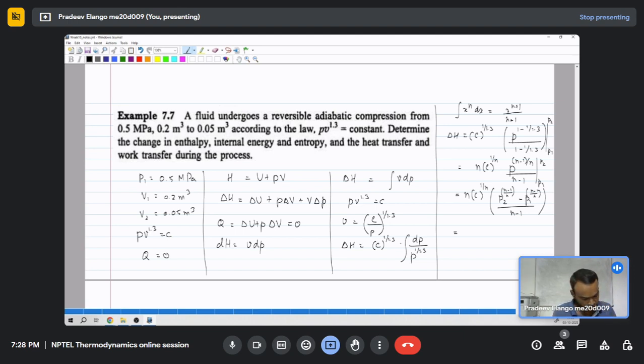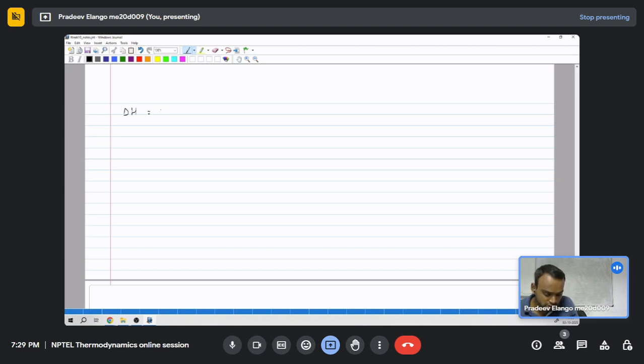Now we know the value of c, so c can be written as p1 v1 power 1.3 or p2 v2 power 1.3. So that is n into, so I can multiply this with c power 1 by n p2 power n minus 1 by n. Alright. Similarly, c power 1 by n p2 power n minus 1 by n, the whole by n minus 1. So I will have delta h as n by n minus 1.